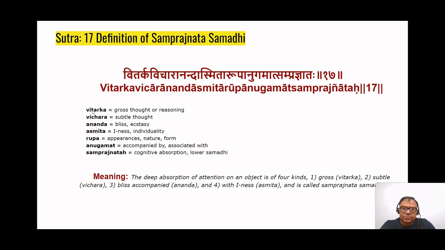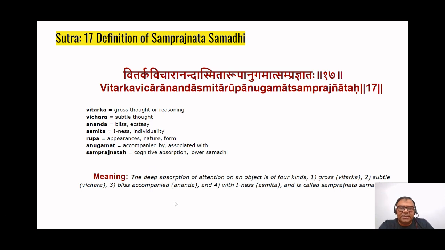And what is the meaning of these? Vitarka means based on gross thought or reasoning. Vichara is nothing but based on subtle thoughts. Ananda is pure bliss, and Asmita is the I-ness, the individuality. Rupa anugamat: rupa means nature of, the form of, and anugamat is whenever these are associated with these four types of samadhi, that is called Samprajnatah, cognitive absorption or the lower samadhi.